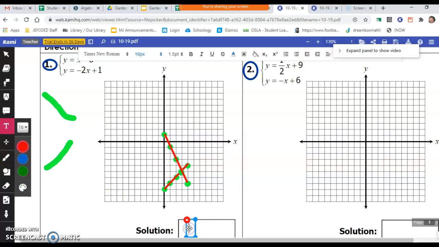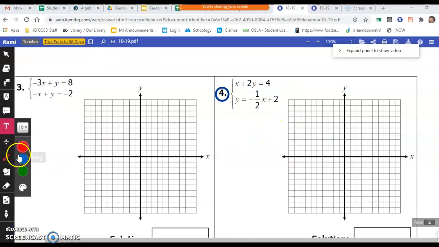So the point where they intersect is we traveled on my x-axis how many? 1, 2, 3. So this ordered pair is going to be 3, comma. And how many did we travel down? 1, 2, 3, 4, -5.